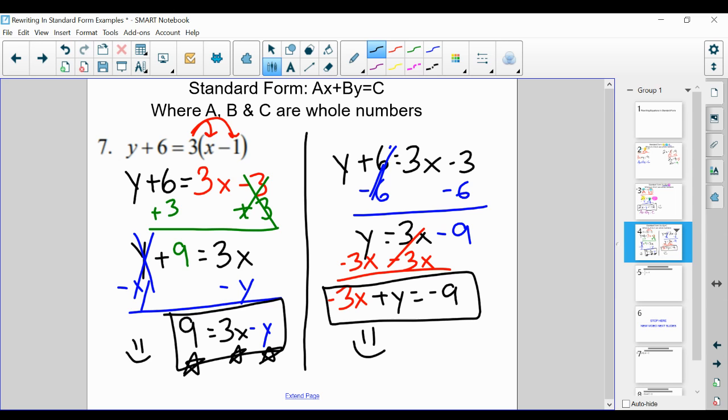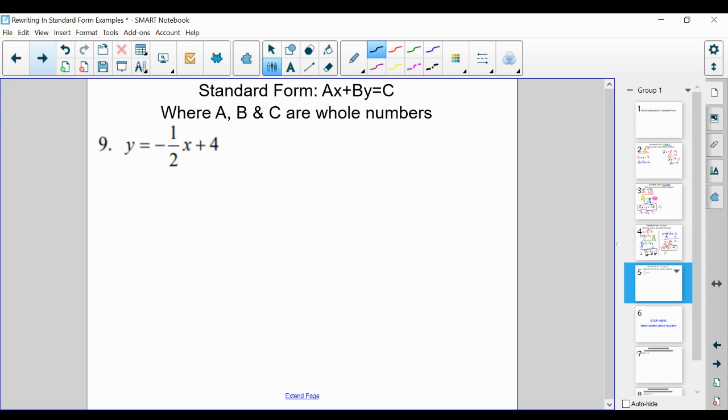If you were to type either of these equations into a graphing calculator, you would end up with the exact same graph. All right, awesome. Let's do one more together.